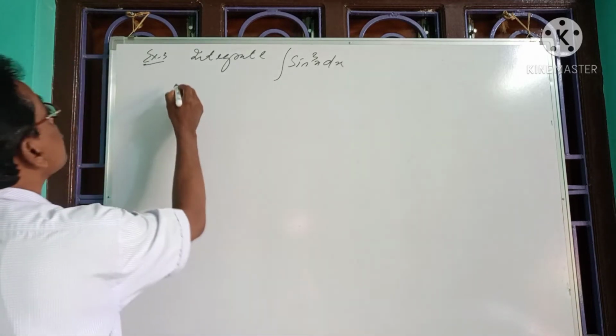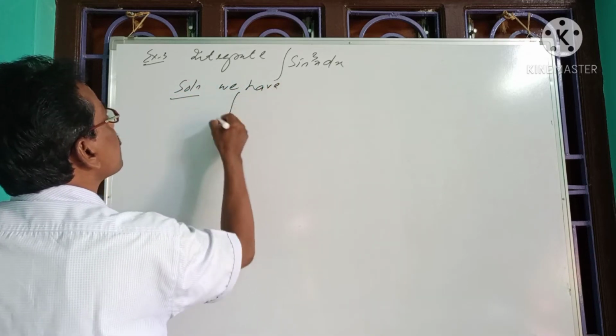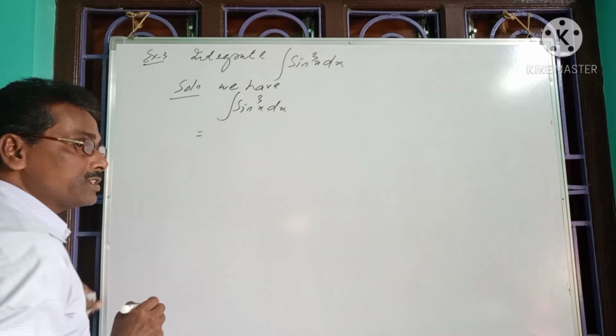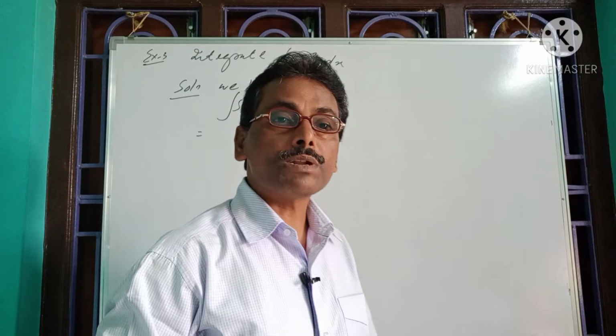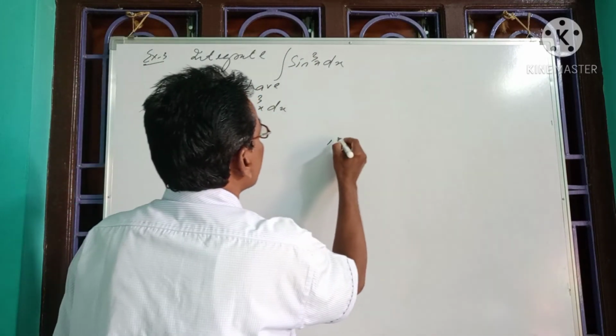So consider the solution, that is, solution: we have integration of sin cube x with respect to x. So sin cube x is not directly integrable, so we have to transform it using the formula, that is sin 3a. So recall sin 3a.